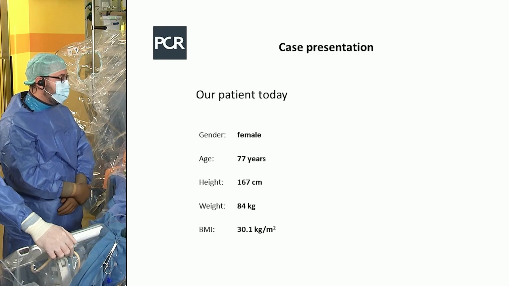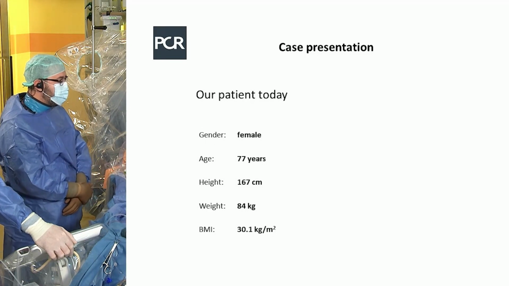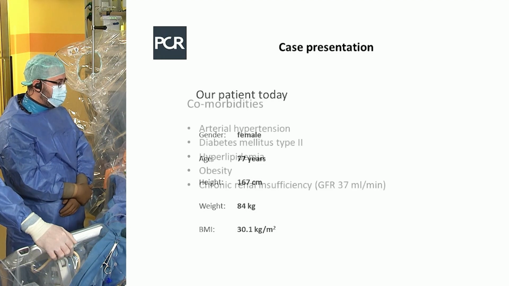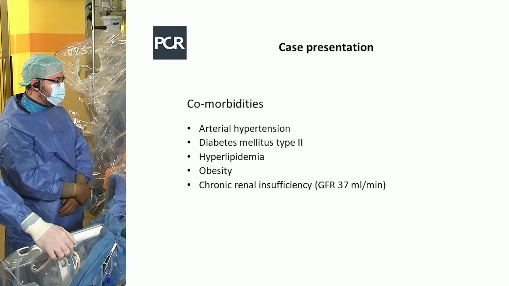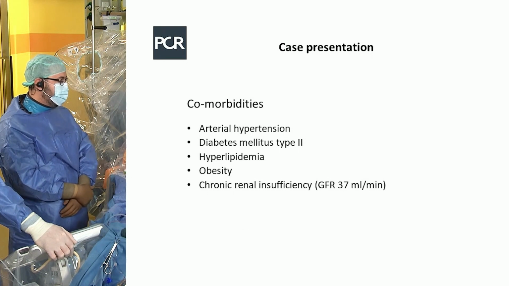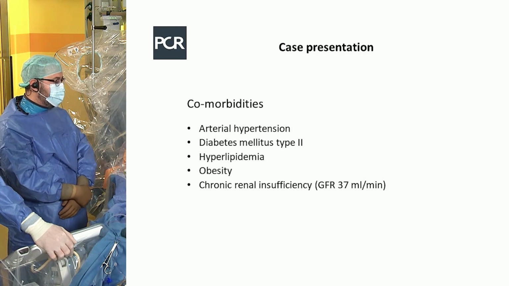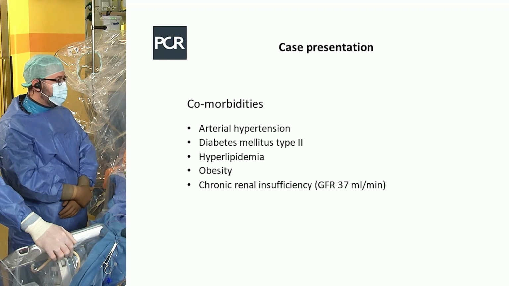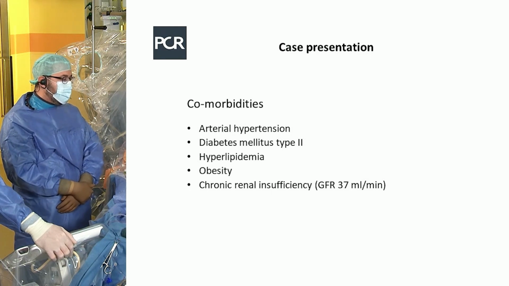Our patient today is a female patient. She's 77 years old. You can see here that she's a little bit overweight with a body mass index of around 30. She has some comorbidities. So she's hypertensive. She has a known diabetes mellitus. She's hyperlipidemic, and we talked about the overweight. And she also has some chronic renal insufficiency, which is probably secondary to her cardiovascular comorbidities.